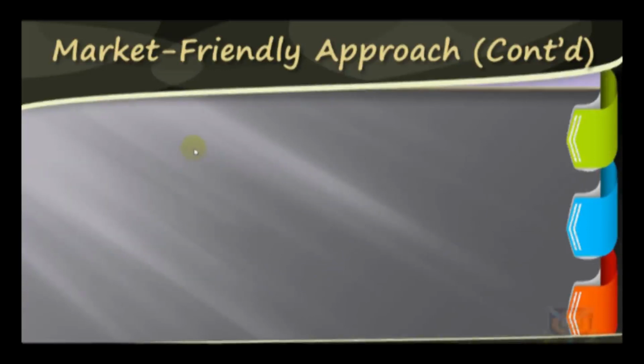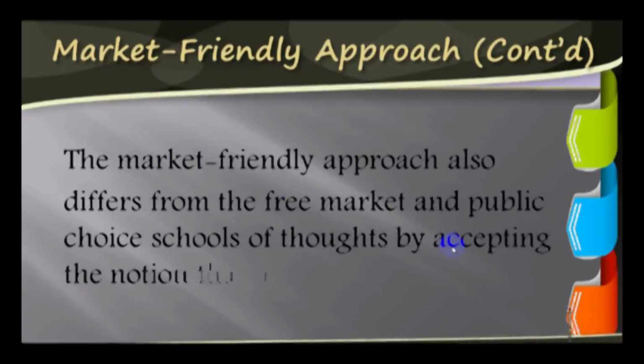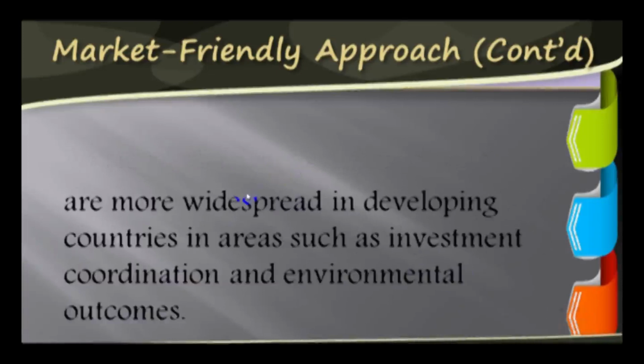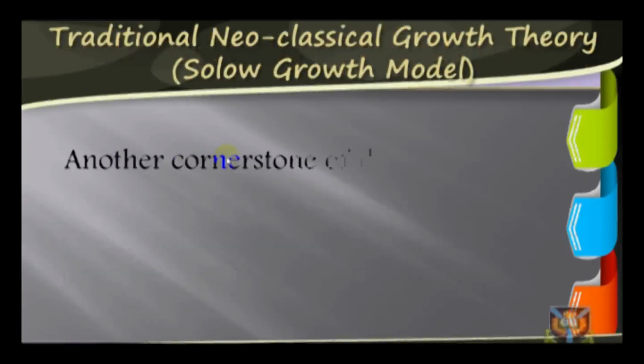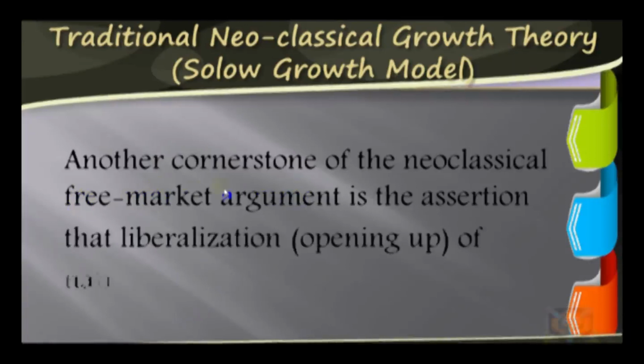and by providing a suitable climate for private enterprise. The market-friendly approach also differs from the free market and public choice schools of thought by accepting the notion that market failures are most widespread in developing countries in areas such as investment coordination and environmental outcomes. Moreover, phenomena such as missing or incomplete information, externalities in skill creation and learning, and economies of scale in production are also endemic to the markets of developing countries. The recognition of these phenomena has given rise to the newest school of development theory, namely the new or endogenous growth.